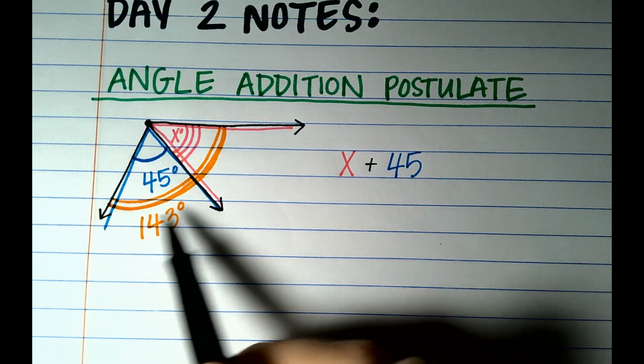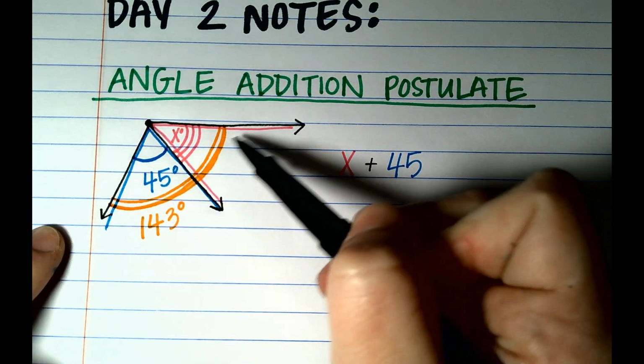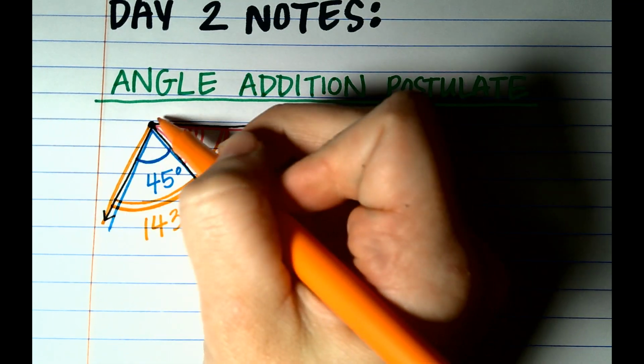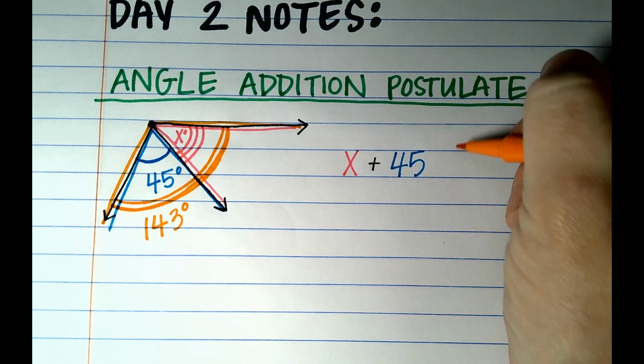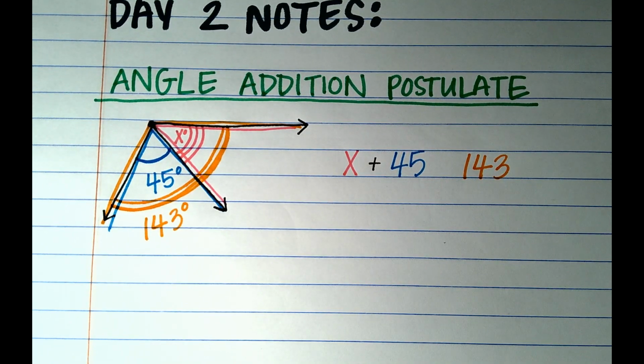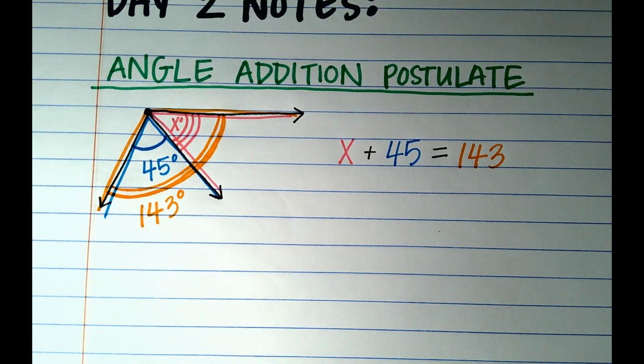Notice how the 143-degree angle is just those two angles added together. Can we see that in the picture? This is both angles put together. So when I add those together, I should get 143. Now, my picture is not accurate at all. It's not going to make a lot of sense, but just bear with me here.